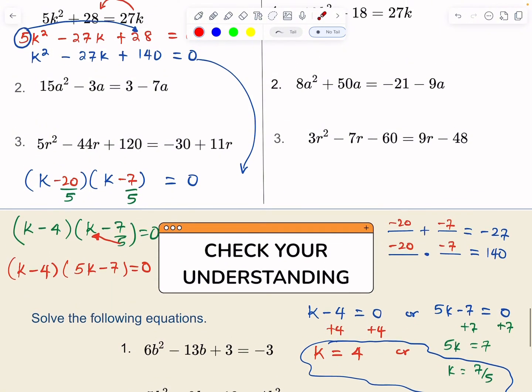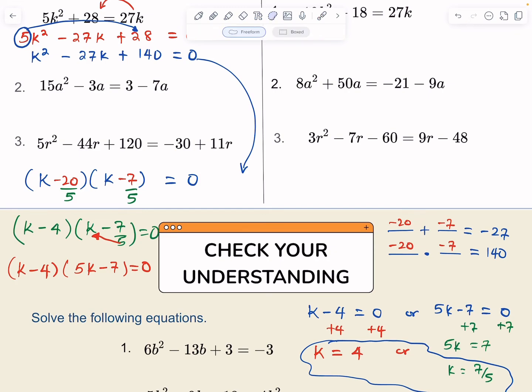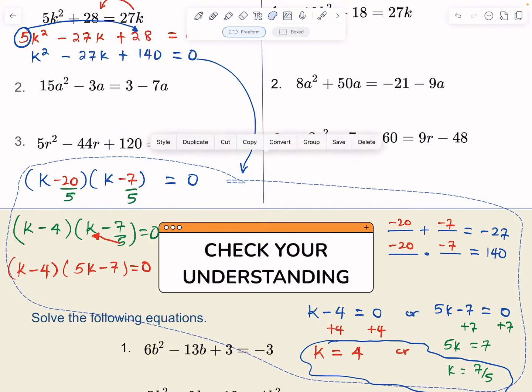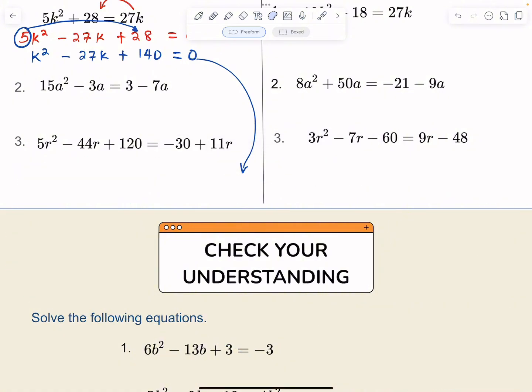So I'm just going to erase all of this. Give me a minute. Let me erase all of this, because I need that space to do the next question. So let's take all of this off, and then let's do the next question.